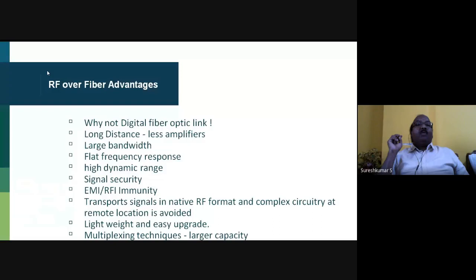Now, what is the RF signal transport system I mentioned? So here there are two options. Either you can go for a digital fiber optic system or an analog fiber optic system. What is currently implemented is an analog fiber optic system, which is an RF over fiber optic system.